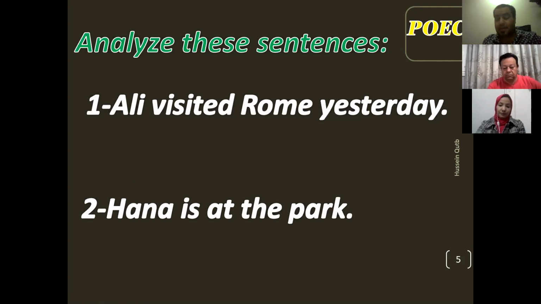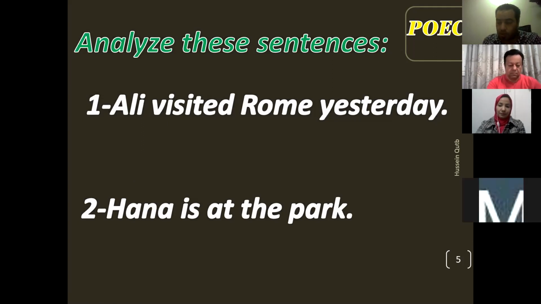Just go for the same idea, guys. Analyze. In one line, you tell me what the words are here. Doctor, can I answer in the chat? Hello, Mrs. Maram. How are you? I'm fine. Hannah is a noun. The function is subject. Is is a verb to be. At the park, I think at is a preposition. The park, adverb. The is an article. Park is a noun, and it refers to the prepositional phrase.